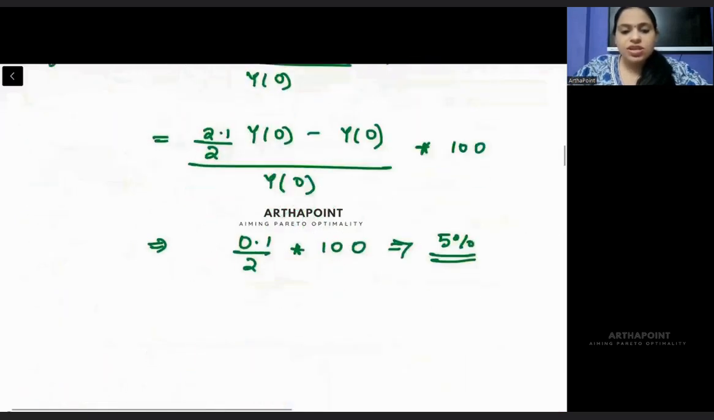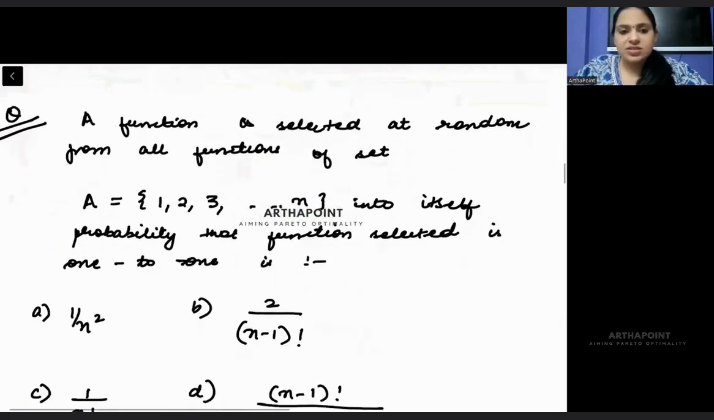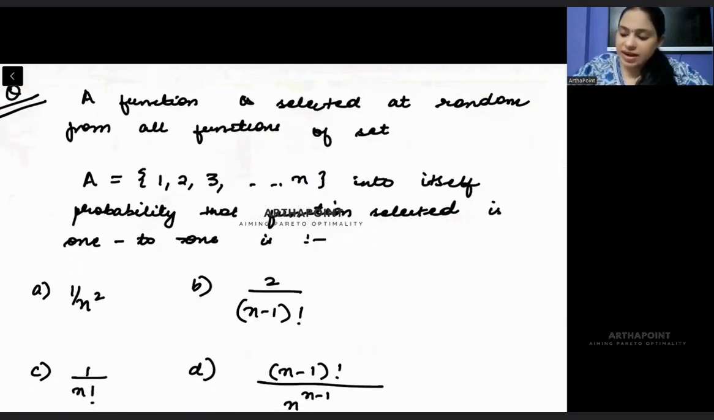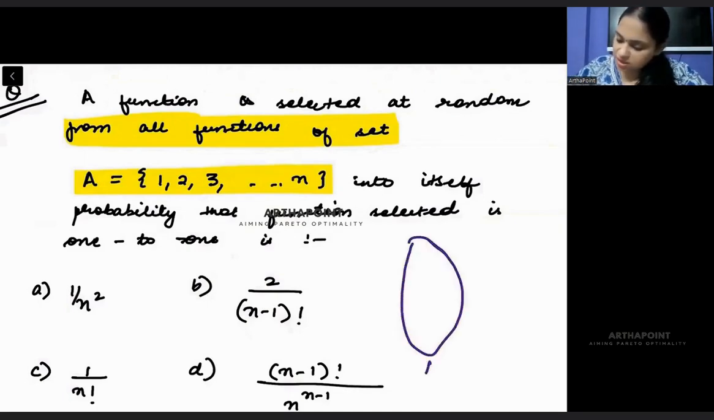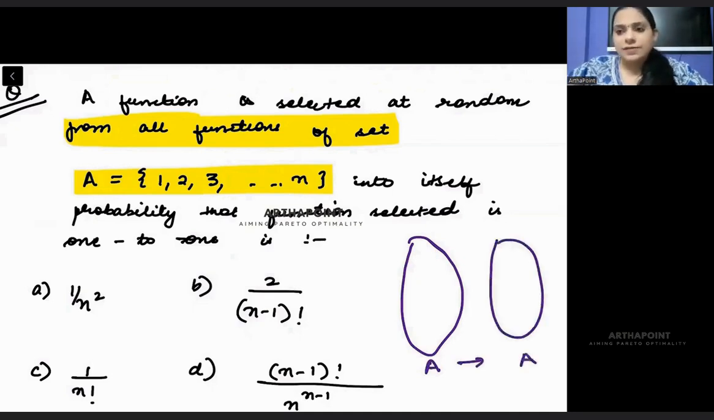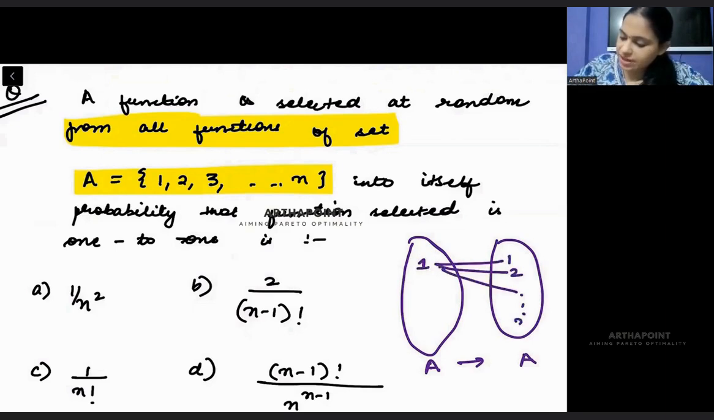Okay, beta. Come to the second question. Question 2 for you. A function is selected at random from all functions of set A, where A is the set 1 to n, and A goes to itself. Meaning, this is A and I am deriving a function from A to A. So 1 can be linked to 1, it can be linked to 2, till it can be linked to n. It can be linked to any one of them.